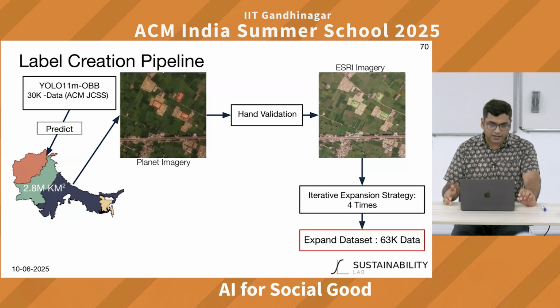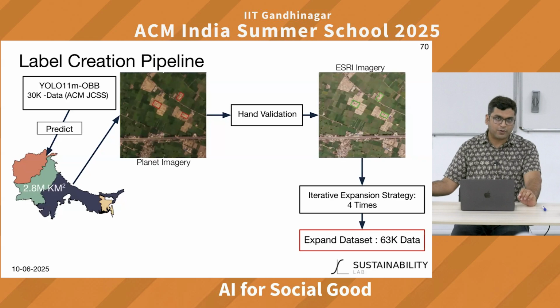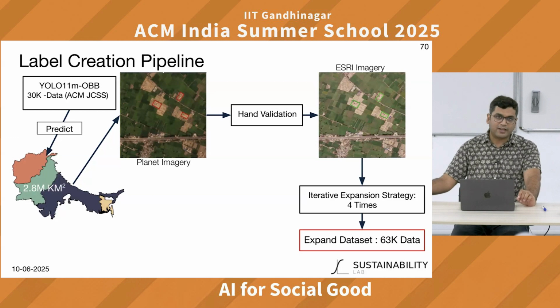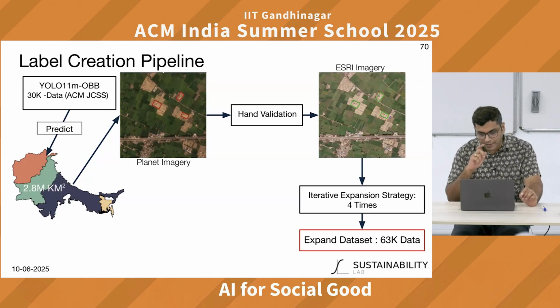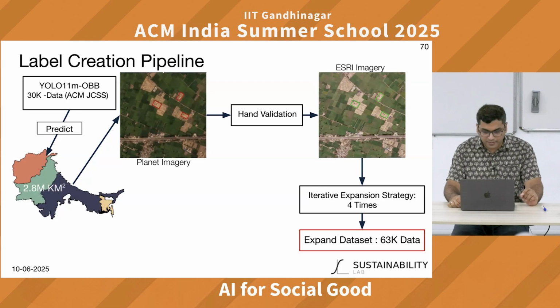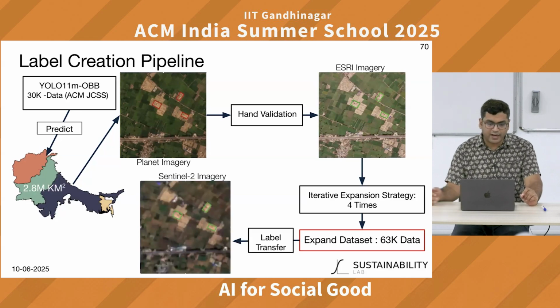Once we had that validation done, we repeated this multiple times. So you started from 30K, you validated, you were able to add, let's say, 10K more images. You added that to the training dataset, trained again, fine-tuned again, predicted on the entire region, and looked at the newly identified kilns. We did this multiple times and expanded the dataset to about 63,000 kilns. And then we did the label transfer.